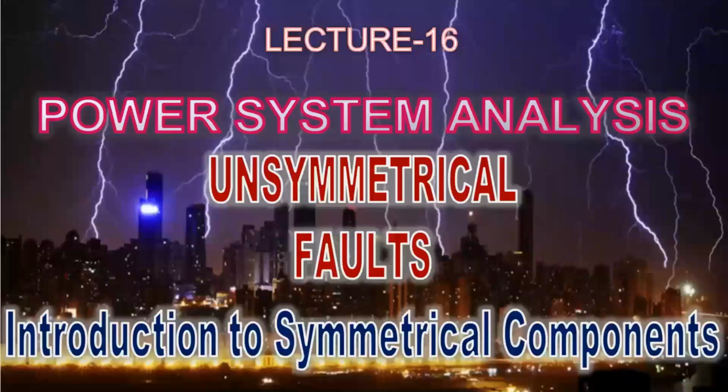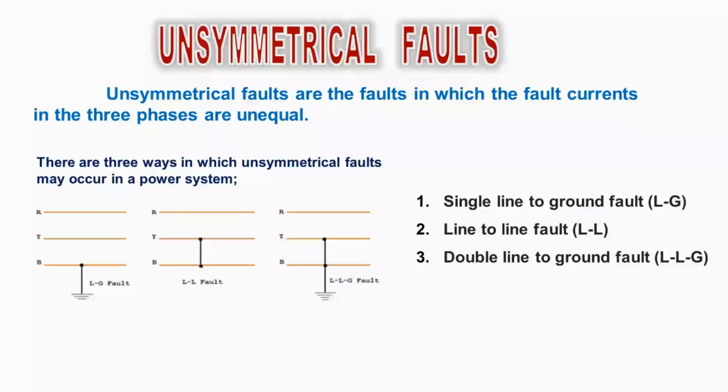In this video I am going to talk about unsymmetrical fault analysis by using the symmetrical component method. What is an unsymmetrical fault? The fault currents in the three phases are unequal. That type of fault is called an unsymmetrical fault. There are three ways in which an unsymmetrical fault may occur in a power system: single line to ground, line to line, and double line to ground.